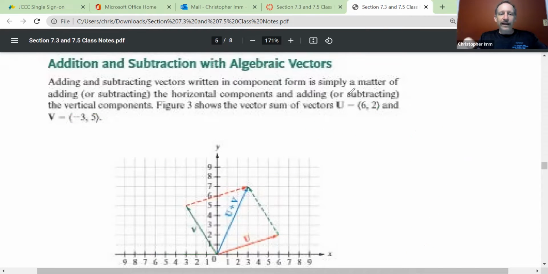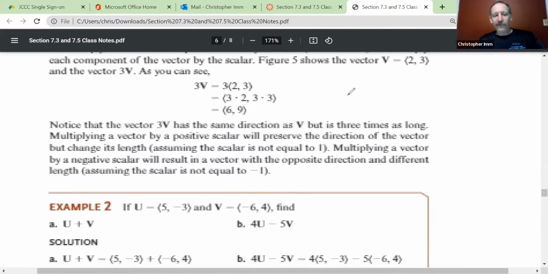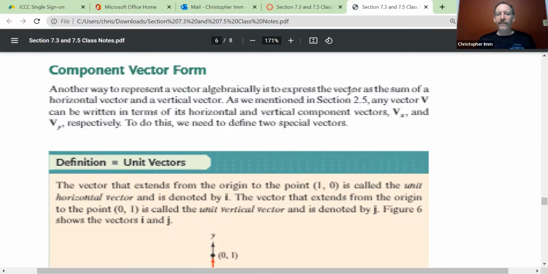Let's go ahead and look at this second form here. The second form is called component vector form. Component vector form is something that you'll see if you take physics or calculus. So they introduce it here. They actually write these vectors as a linear combination of what we call unit vectors. So unit vectors have a unit length of 1, and they have directions on the axes.